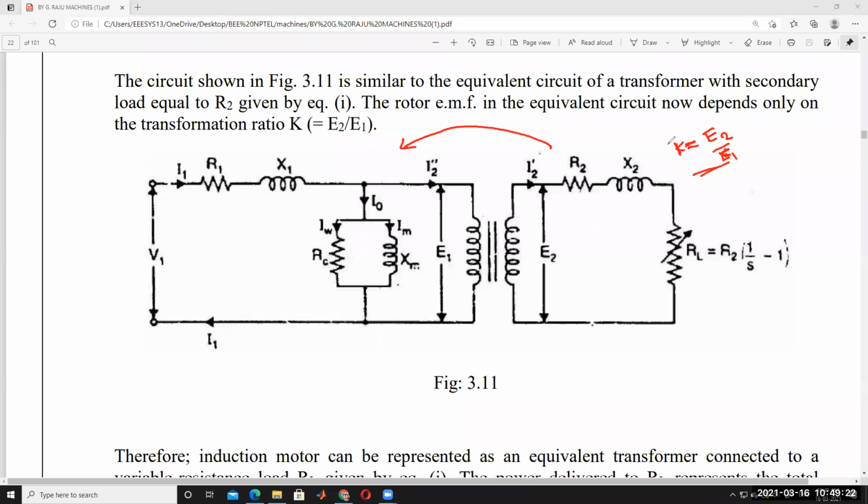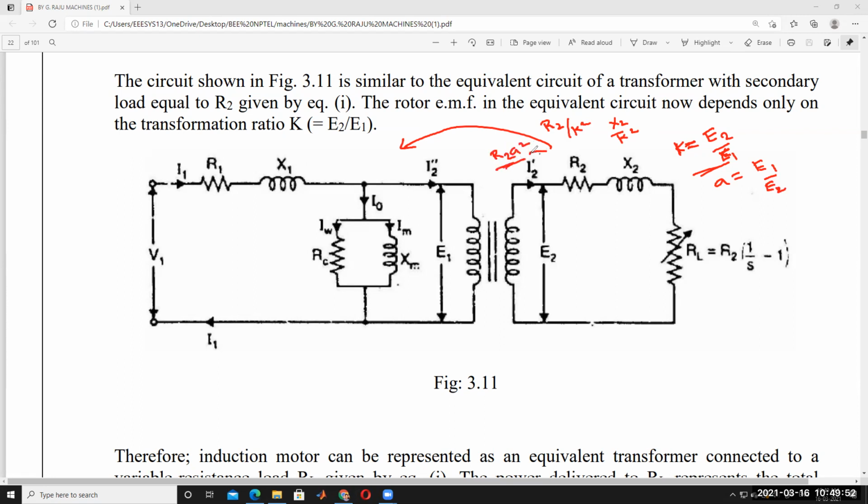So how is R2 dash converted when the secondary resistance is referred to the primary side? It will become R2 by K square, am I right? And X2 by K square. If A is E1 by E2, that means R2 into A square.